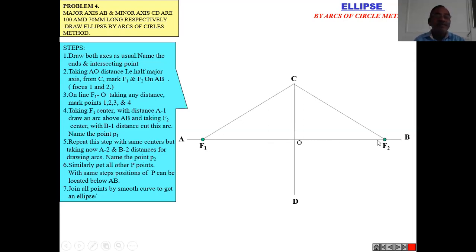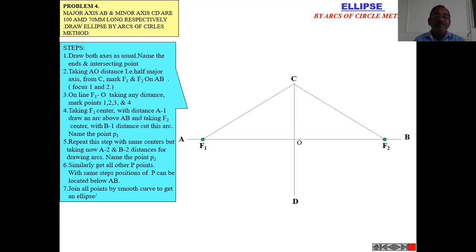How did we get this? This CF1, that means you are going to take C as center. CF1, that means in order to locate that F1, you need to take a certain radius. CF1 is equal to CF2. That is one endpoint of the minor axis to one of the foci. So CF1 is equal to CF2, but this is equal to half of the major axis. That means OA. That is half of the major axis, which means it is 50.